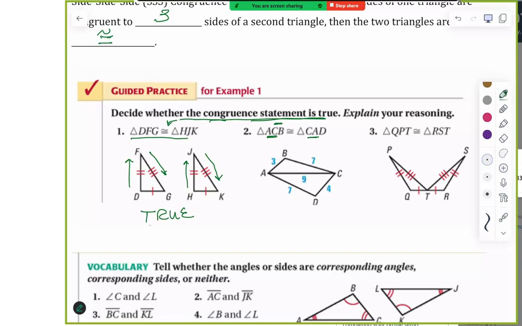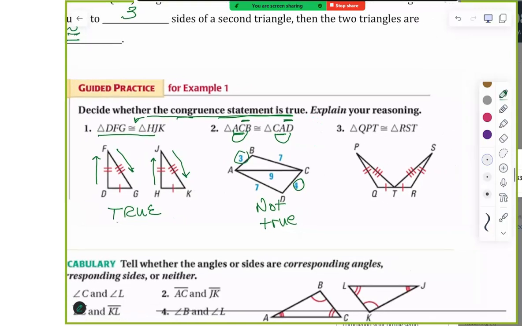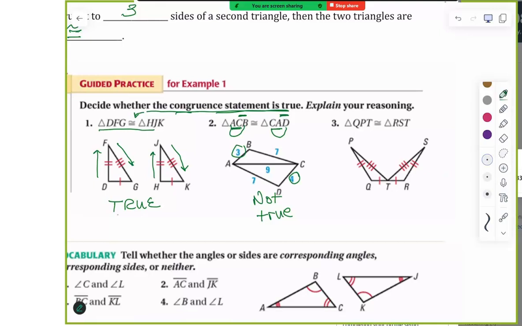CB is 7, and AD is also 7. Okay, so we're 2 for 2. Then the last one to check is AB, so first and last. So AB, that's 3, and CD, that's 4. Nope, not true. Those 2 pieces were not equal, so you don't have 3 equal sides between the 2 triangles.